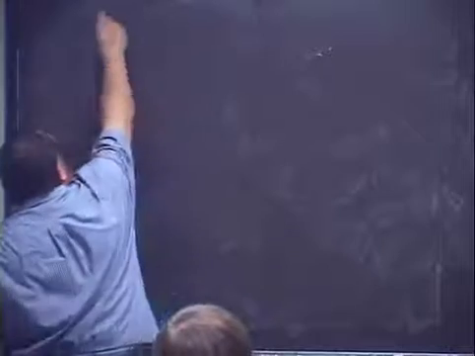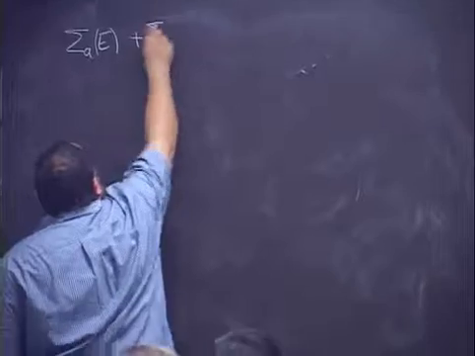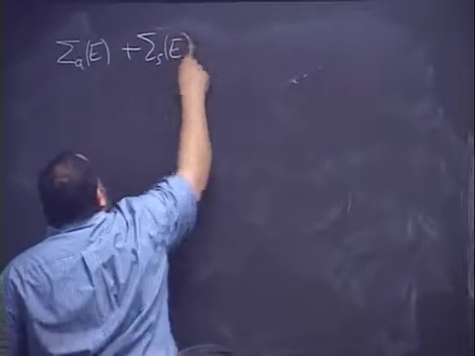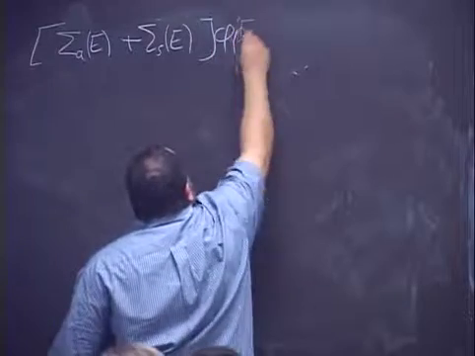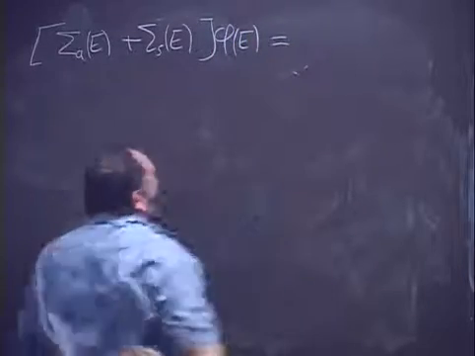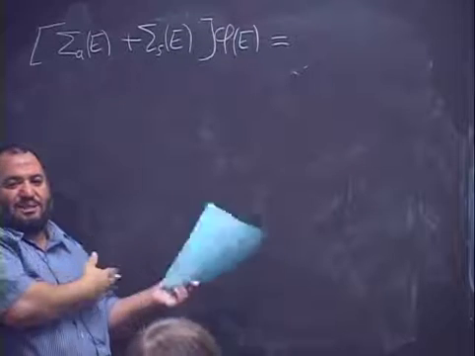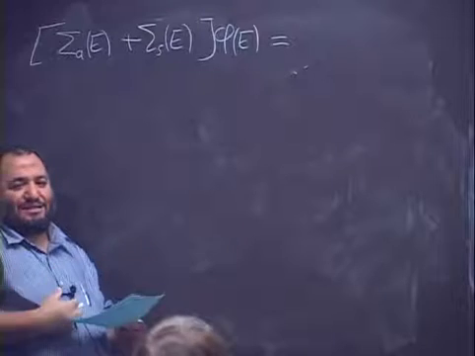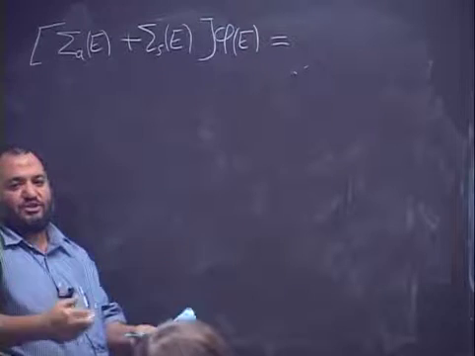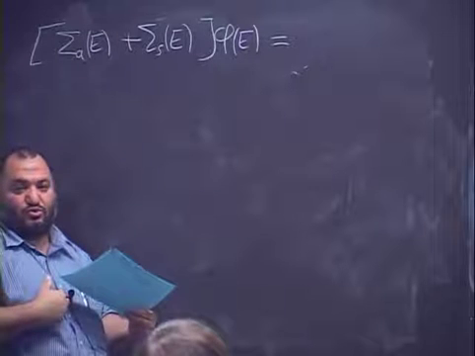What's the balance now? Sigma absorption as a function of energy plus sigma scattering as a function of energy, multiplied by the flux as a function of energy, equal to the source. We have a bunch of isotopes. This is a balance equation. Absorption at energy E and scattering at energy E will remove neutrons from energy E. What comes to your energy E is the source.